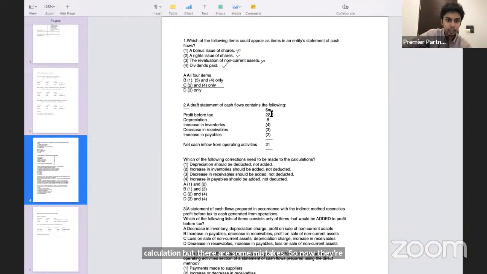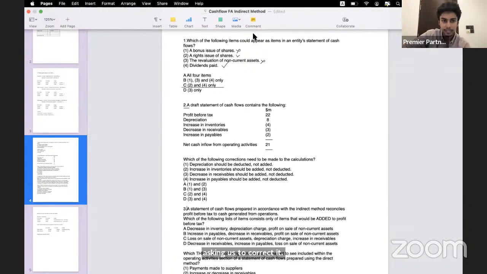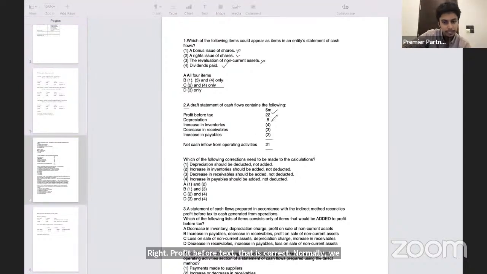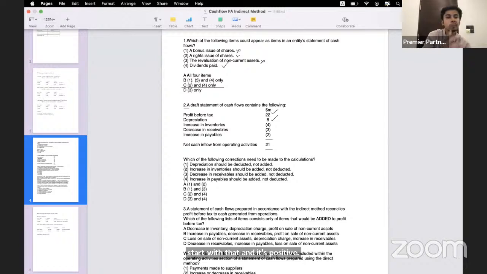Profit before tax, that is correct. Normally, guys, we start with that and it's positive. Depreciation, they have added. That's also correct, because remember, depreciation comes under adjustments. Under adjustments, we always do the opposite. Depreciation is an expense, so in adjustments we normally do the opposite, meaning expenses are normally deducted. But in that case, we have to add. So what they have done there is correct.